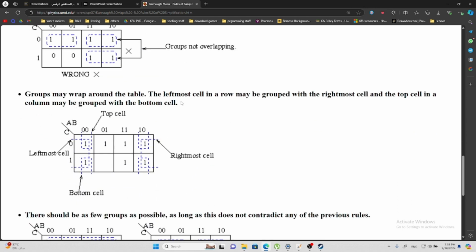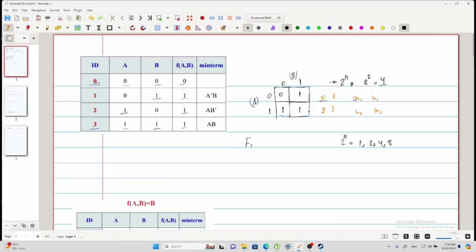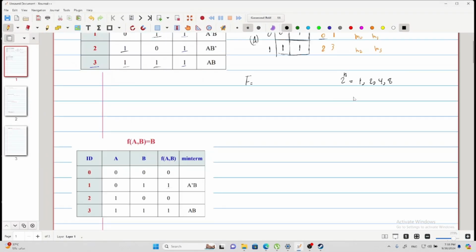And then you have what as well? Group around the table. Around the table, yes. And this is also very important. Here, let's do a table for 3 variables. So 3 tables, which is going to look something like this, just to illustrate this point. So going over like this and then going over like this.